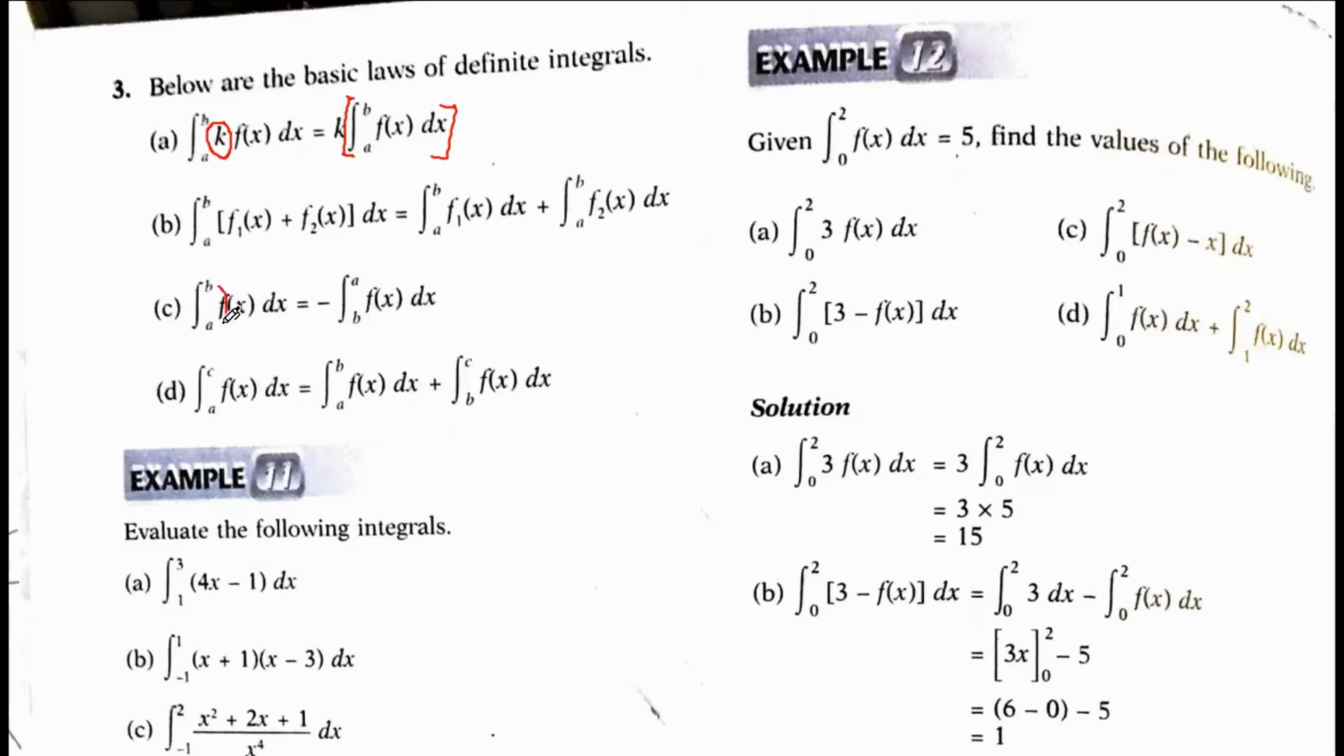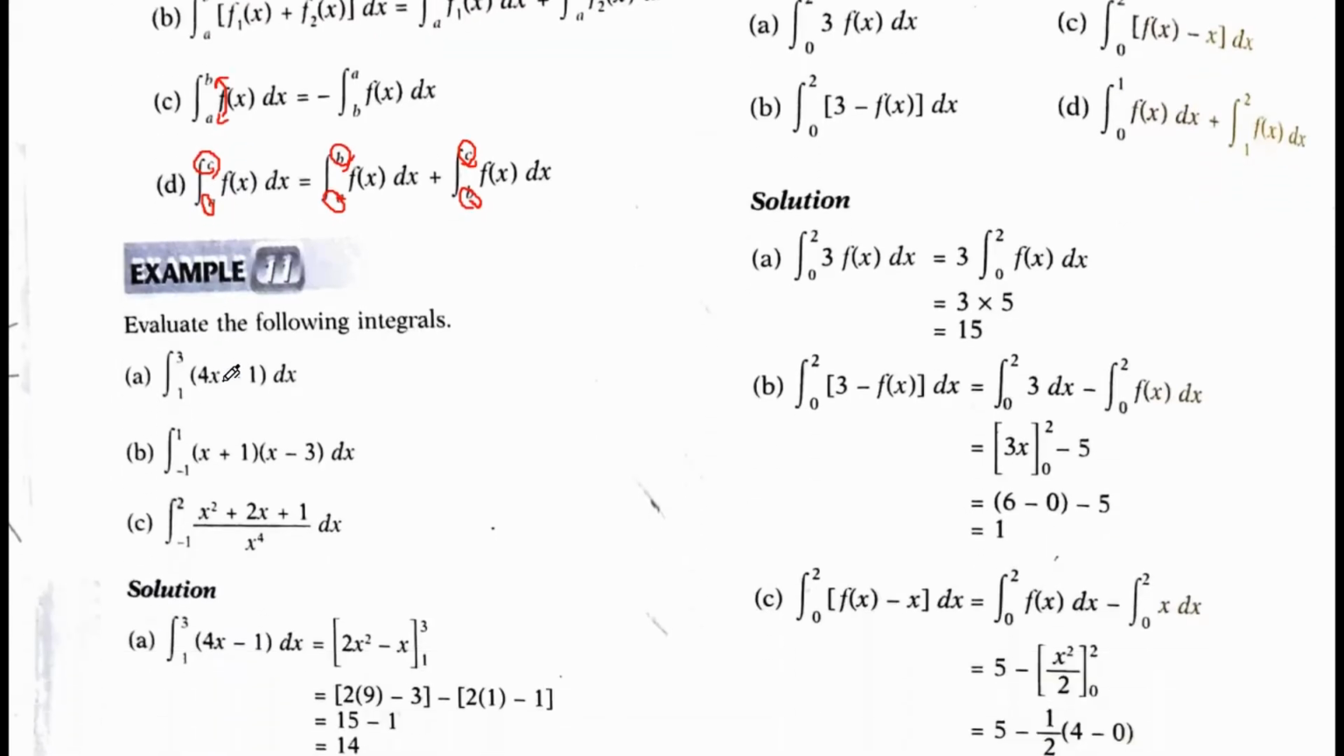Okay, when we interchange these two, a to b to b to a, then you just need to put a negative here. Last rule, the integral from a to c is equal to from a to b and then b to c. Okay, this is continuous, from a to b, b to c is equal to from a to c. Okay, so let's look at the example. Example 11. Evaluate the following integrals.